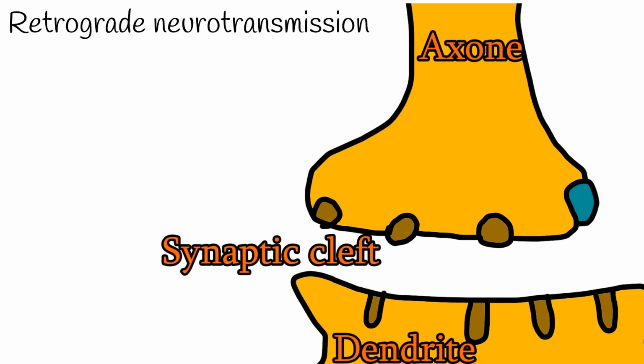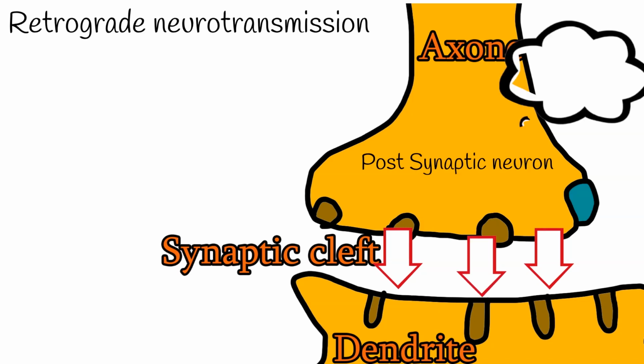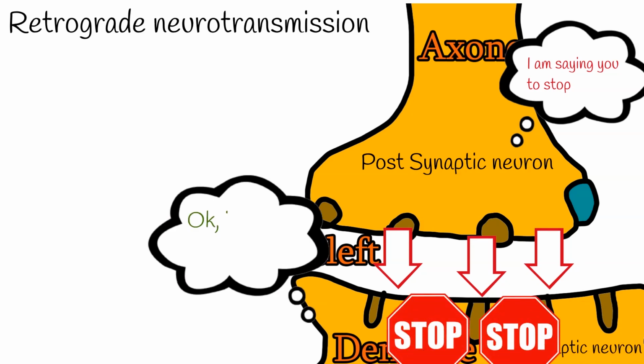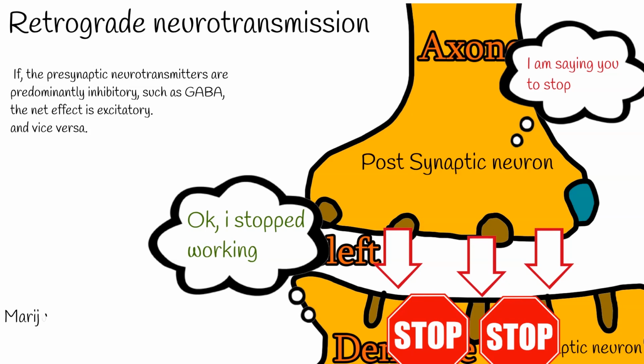It is called retrograde neurotransmission. Here, a postsynaptic neuron releases endocannabinoids that bind to predominantly CB1 receptors on the presynaptic neuron. This binding inhibits the presynaptic calcium channel and subsequently inhibits presynaptic neurotransmitter release. If the presynaptic neurotransmitters are predominantly inhibitory, such as GABA, the net effect is excitatory. And if the neurotransmitters are predominantly excitatory, we get inhibition.